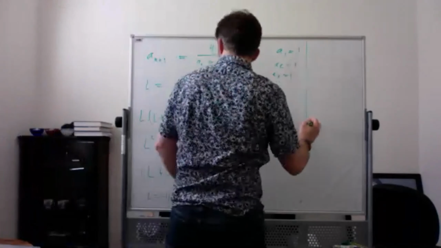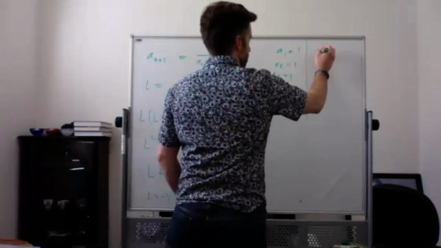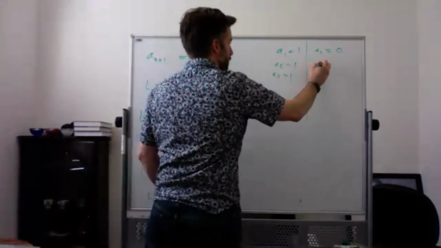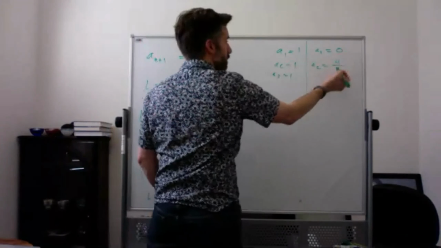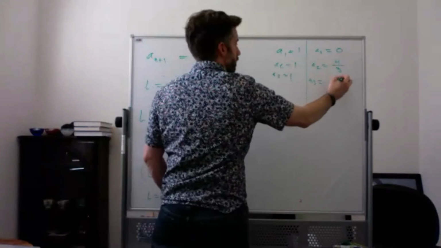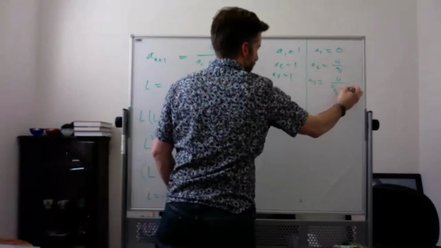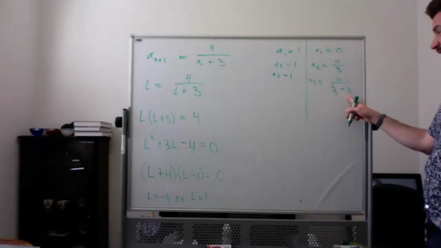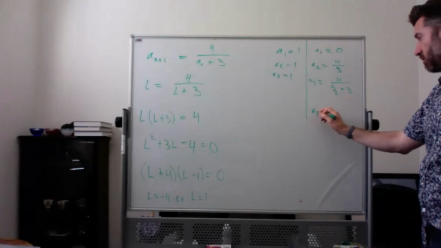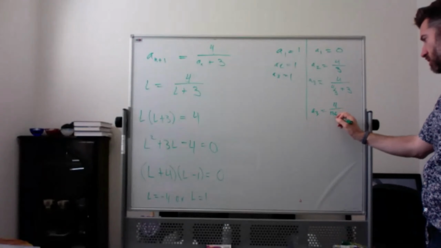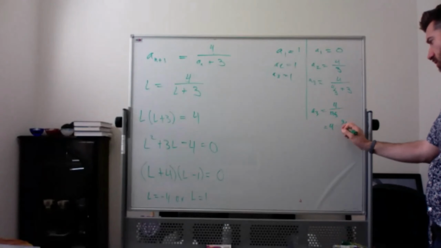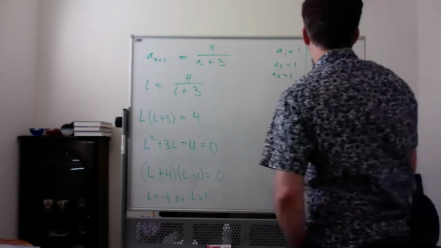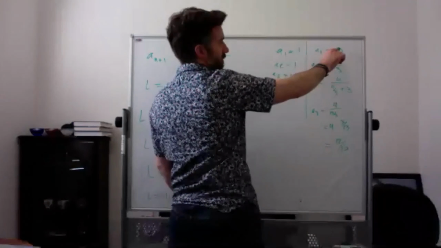If we had started somewhere else, like a sub 1 equal to 0, then it's a little more interesting. Then a sub 2 is 4 over 0 plus 3. And then a sub 3 is 4 over 4/3 plus 3. That's not quite as nice, but we can simplify that. 4/3 plus 9/3 is 13/3. So a sub 3 is 4 over 13/3, which is 4 times 3/13, which is 12/13, which is pretty close to 1. So it looks like I'm probably going to be bouncing back and forth between values that are below 1 and values that are above 1.